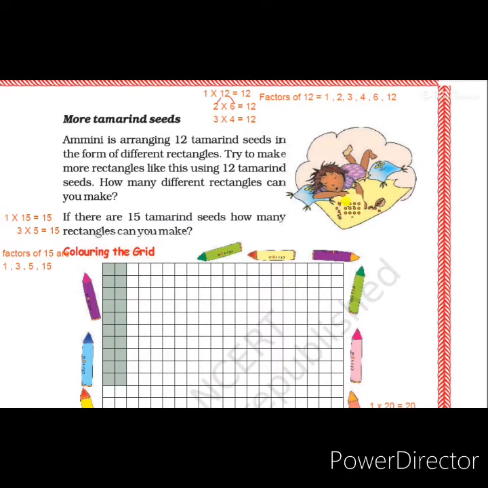Here we are asked to try to make more rectangles using these 12 tamarinds. How can we make other types of rectangles using these tamarinds? The next question is, if there are 15 tamarind seeds instead of 12, how many rectangles can you make? So how can we make the groups of tamarinds? I will show it on another page by drawing diagrams.